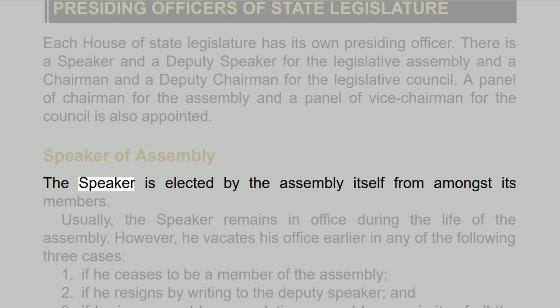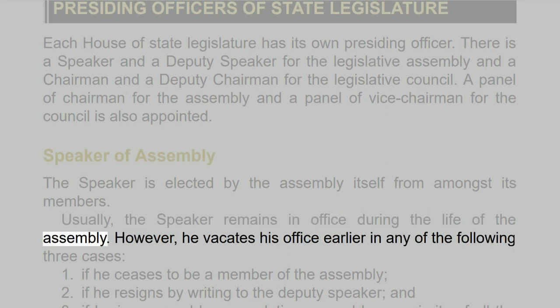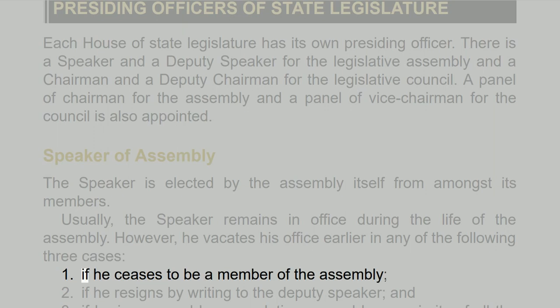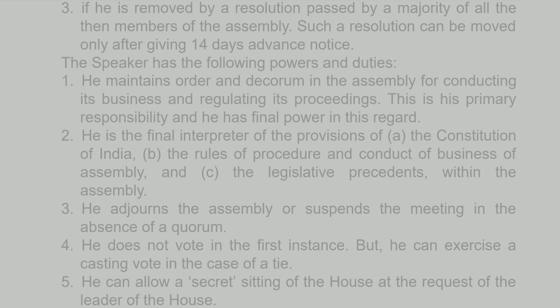Speaker of Assembly. The Speaker is elected by the Assembly itself from amongst its members. Usually, the Speaker remains in office during the life of the Assembly. However, he vacates his office earlier in any of the following 3 cases. 1. If he ceases to be a member of the Assembly. 2. If he resigns by writing to the Deputy Speaker. And 3. If he is removed by a resolution passed by a majority of all the then members of the Assembly. Such a resolution can be moved only after giving 14 days advance notice.